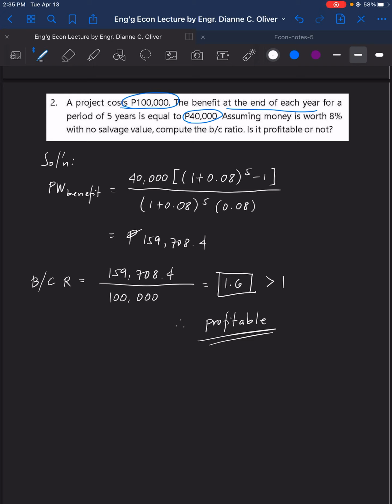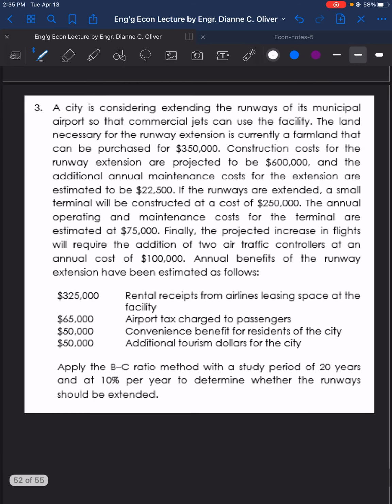So that's for number 2. Let's proceed to number 3.